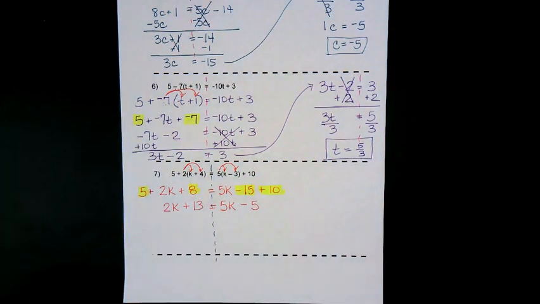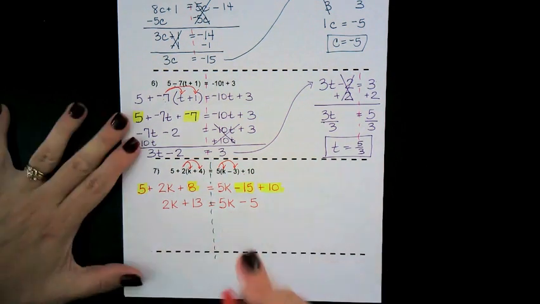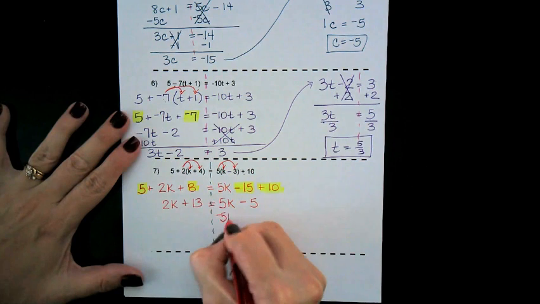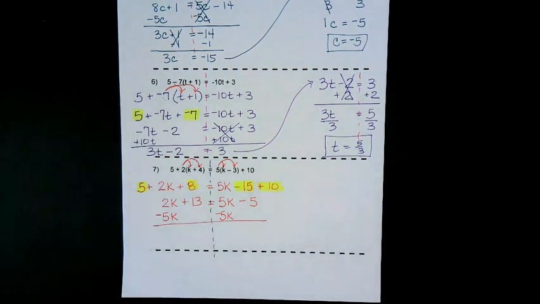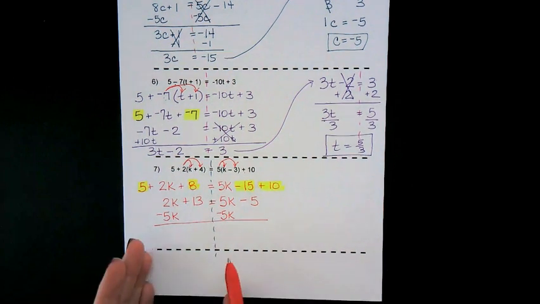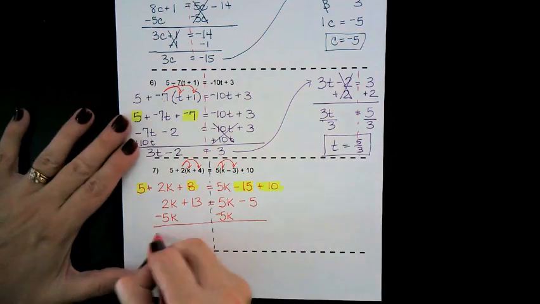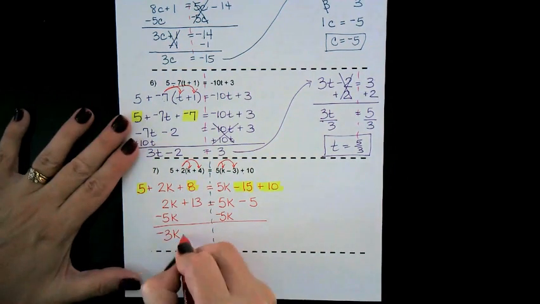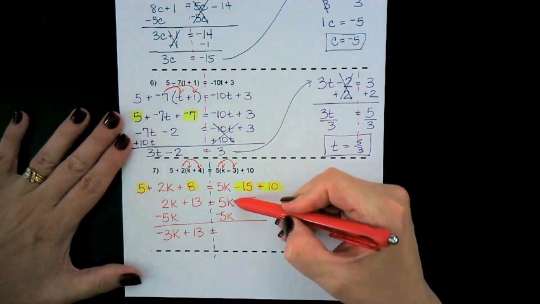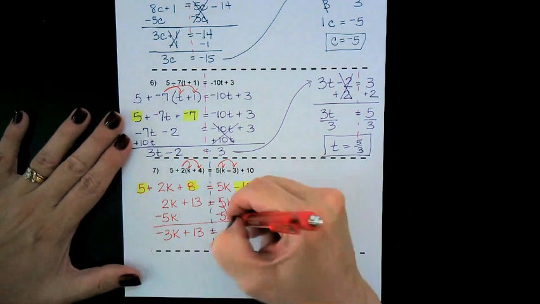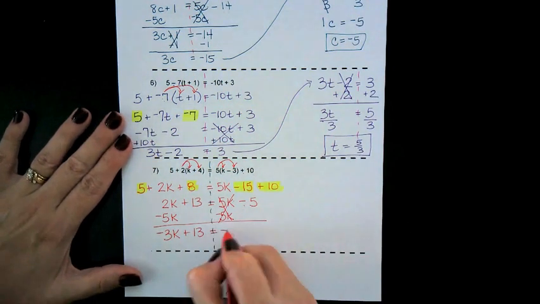All right, now we're ready to get variables all on one side. I'm moving the 5k by subtracting 5k from both sides. Notice I lined it up underneath the other k term. 2k minus 5k is negative 3k plus 13. 5k minus 5k, we know that gives us 0. We've done that. Don't lose my negative on the 5.